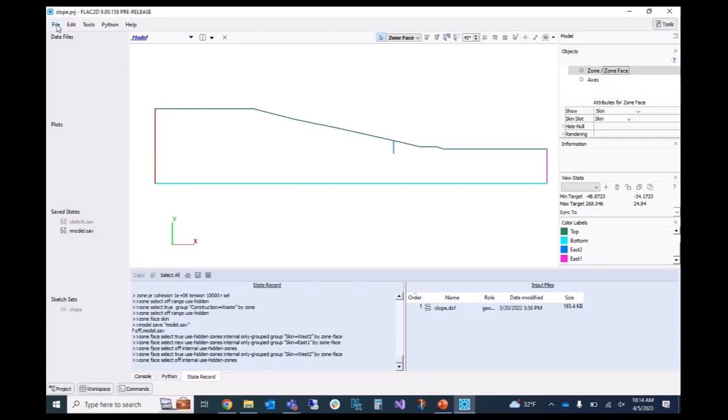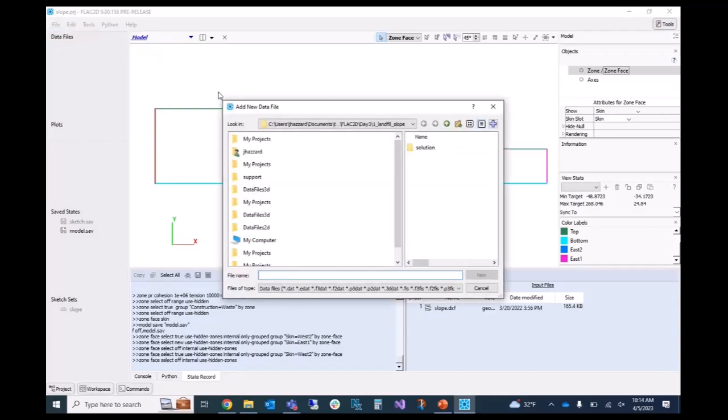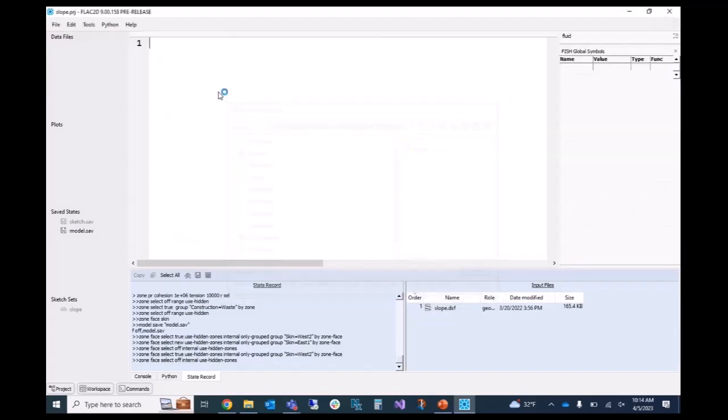So now we've done all the clicking that we can do here. We're going to have to do some typing. So we're going to go File, New, Data File. And let's call it fluid. So the first thing we're going to do is just sort the fluid situation out.